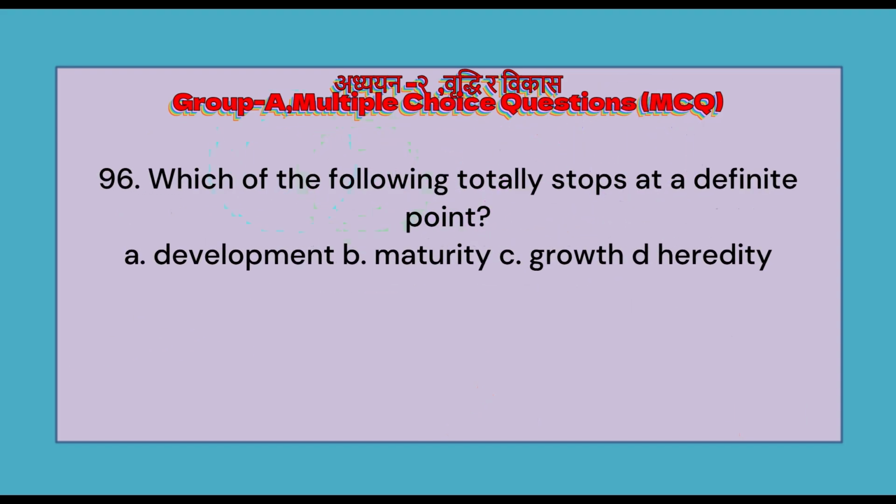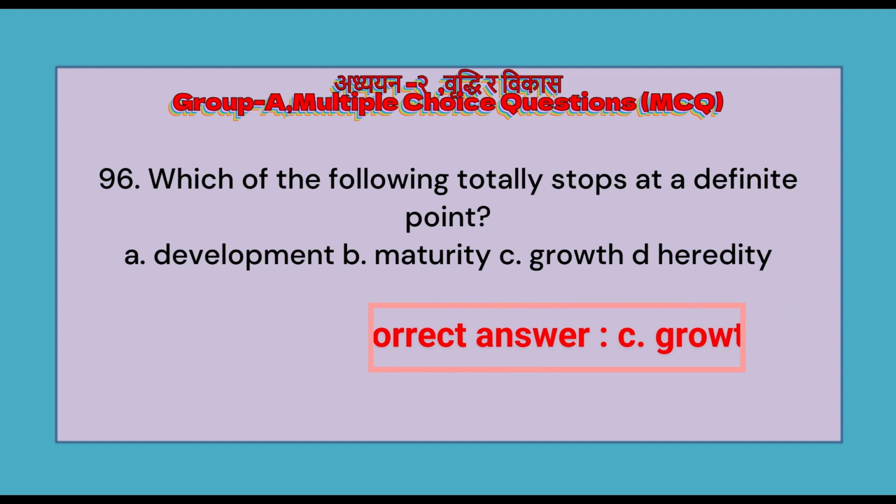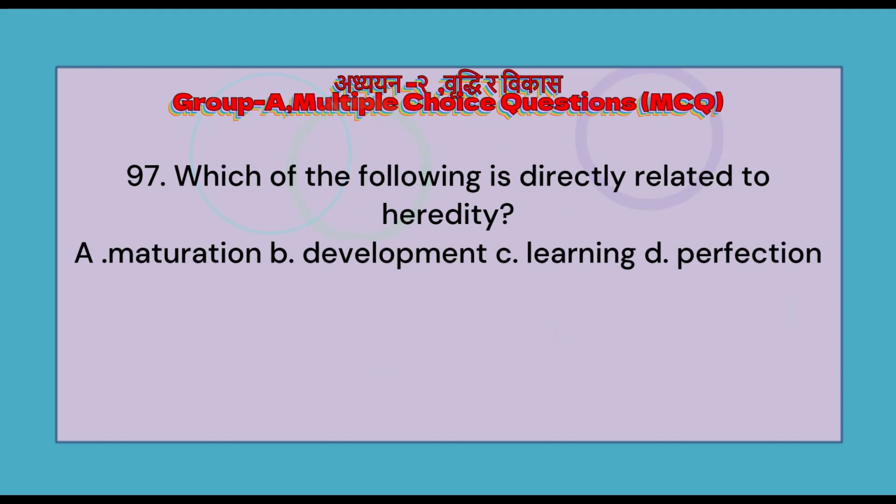96. Which of the following totally stops at a definite point? A. Development. B. Maturity. C. Growth. D. Heredity. Correct answer: C. Growth.